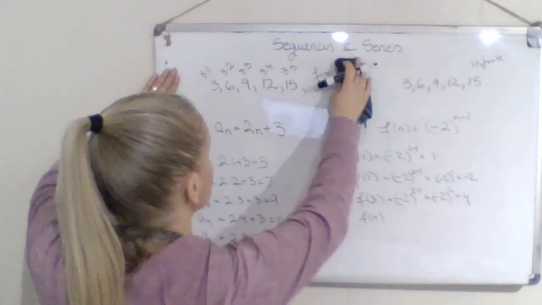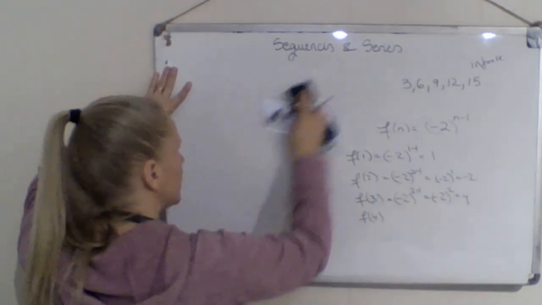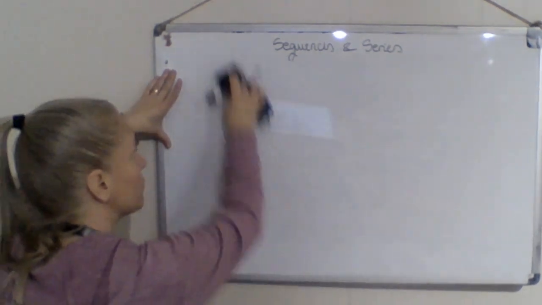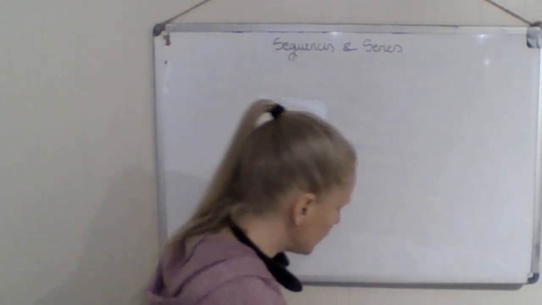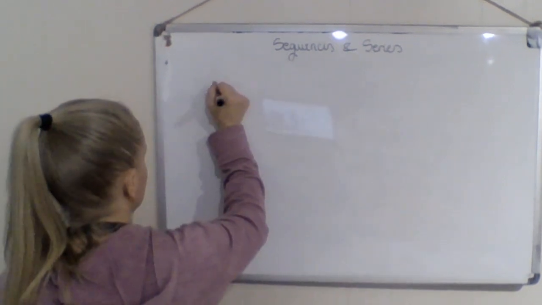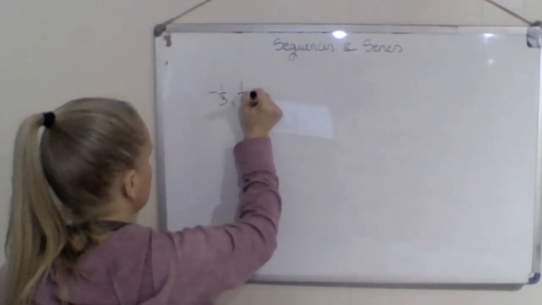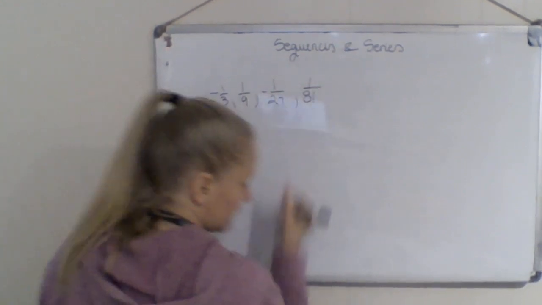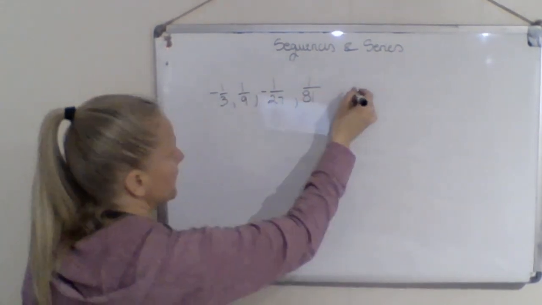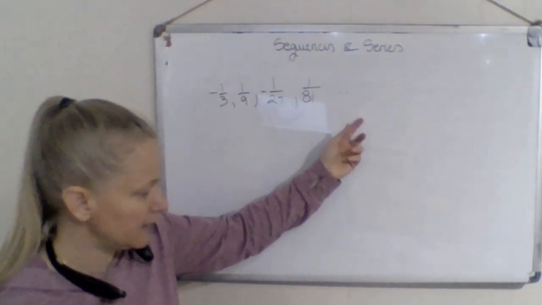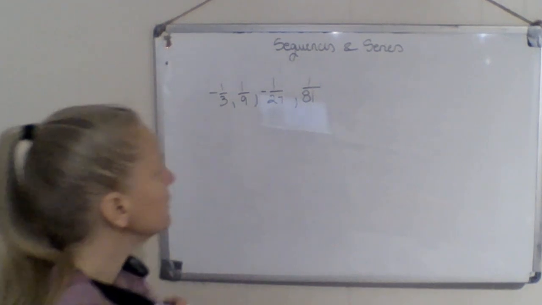So the trickiest part of this would be to learn how to read those patterns or those rules so you can actually write them as a formula. So if you are on page 652, it says describe the pattern for negative 1 over 3, 1 over 9, negative 1 over 27, 1 over 81, if I'm not wrong. And then it says dot, dot, dot, dot.